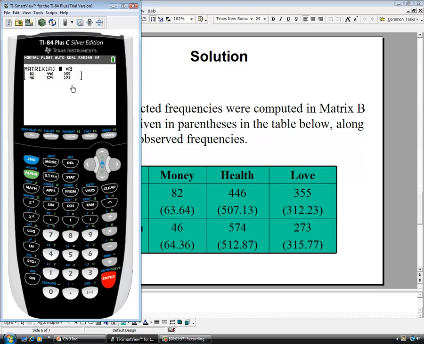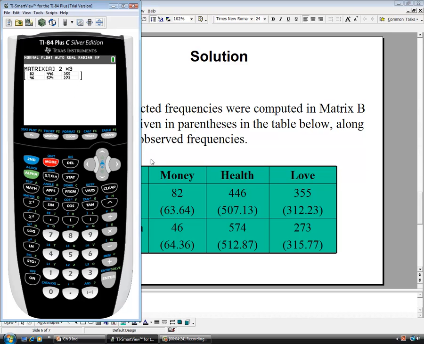So I'm going to hit enter. I've already got it set up as a 2 by 3. 2 is the number of rows. We have 2 rows. And 3 is the number of columns. We have 3 columns. And I've already got the matrix entered in. So if you notice each of these, this looks like the same contingency table that we started with, 82, 446, 355, and then 46, 574, and 273. So that's what you need to enter into your calculator.